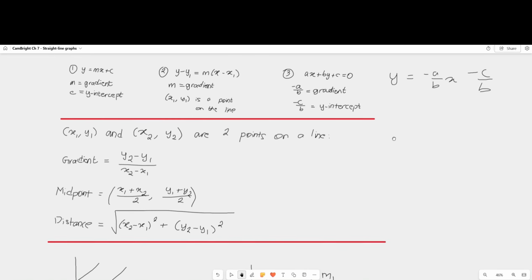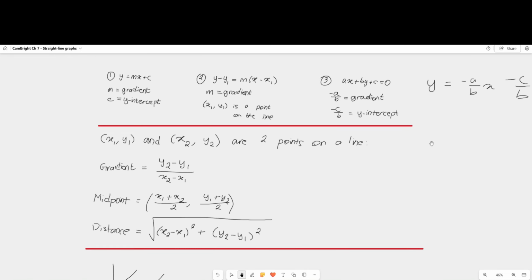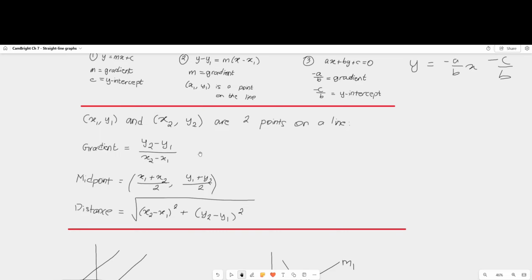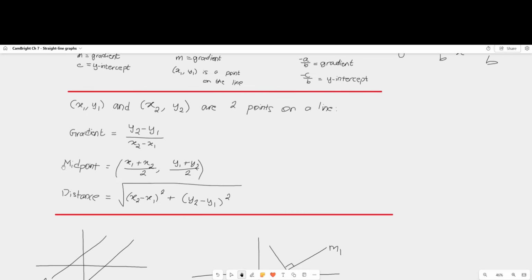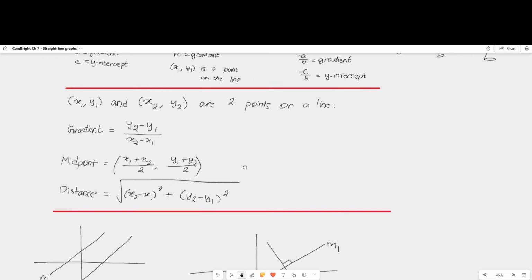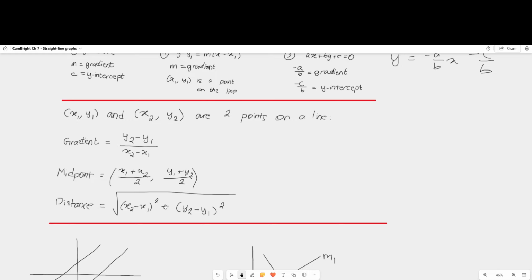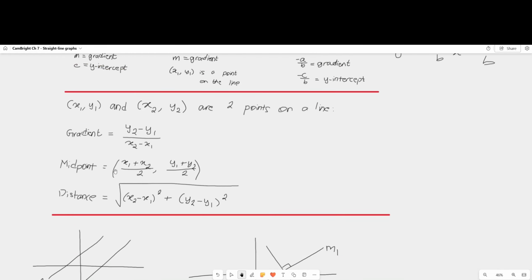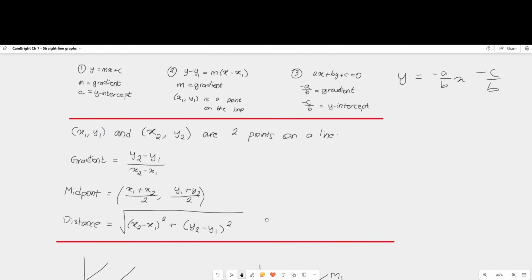All right, now let's move on to some formulae that you can use if you are given 2 points on a line. So the gradient of that line can be found with y2 minus y1 over x2 minus x1. The midpoint can be found by basically averaging the two coordinates, and the distance between these 2 points can be found by the distance formula, and you will need to remember these for your examination.